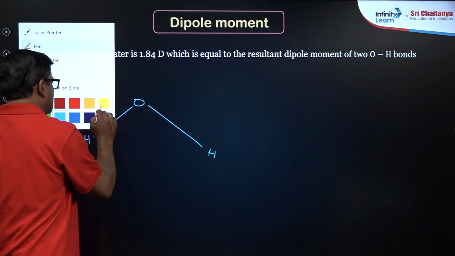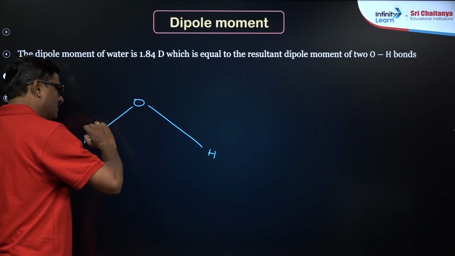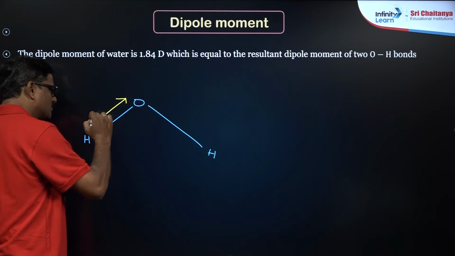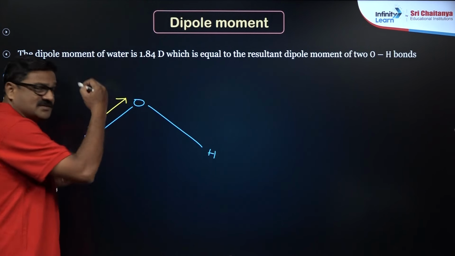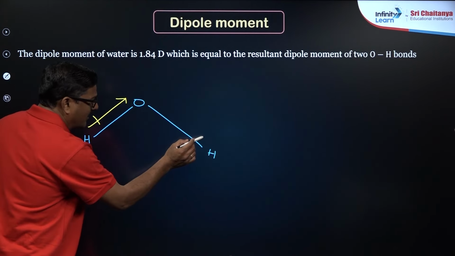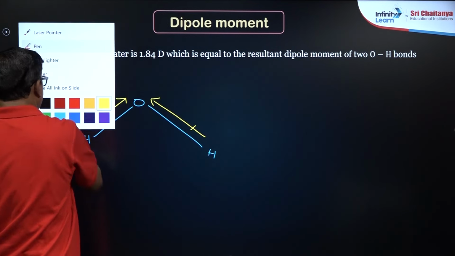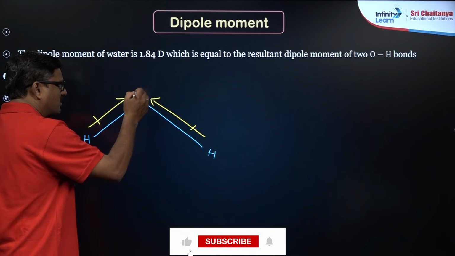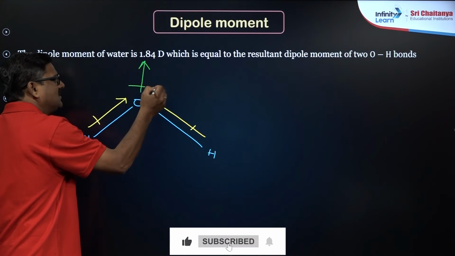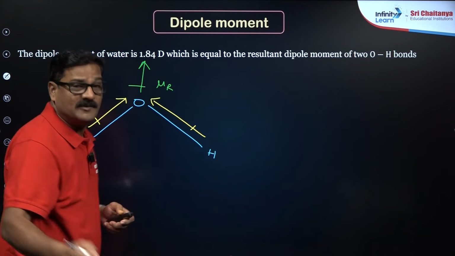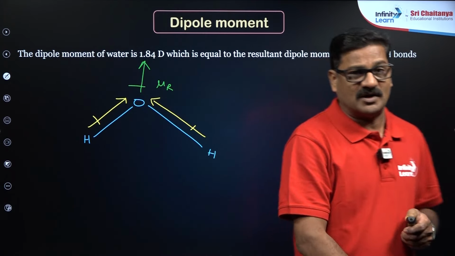When oxygen and hydrogen are bonded, oxygen is more electronegative, so the bond moment is directed like this. For each hydrogen and oxygen bond, oxygen is more electronegative, so the resultant dipole moment for this water molecule is going to be like this. This is what you call the resultant dipole moment of water.